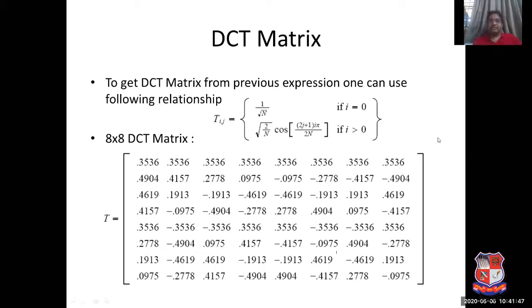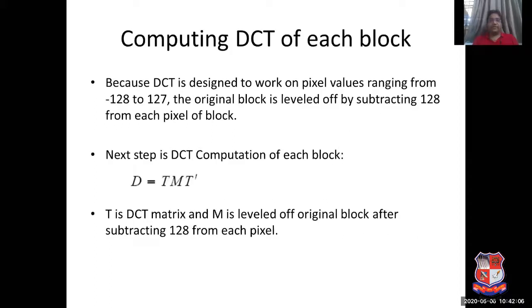So this is the DCT matrix which we will be using to transform individual pixel values, or your entire image, into the DCT domain. This is one standard DCT matrix that you can obtain, and mathematically you can prove it and verify the values with the previous equations. So this is the first thing. Now, how to compute the DCT of each block?